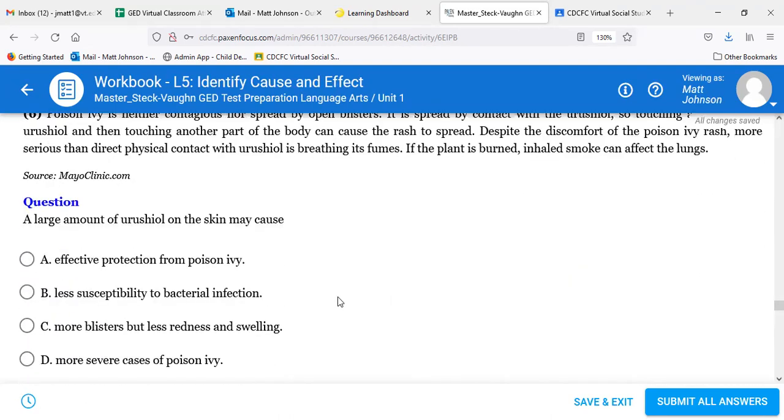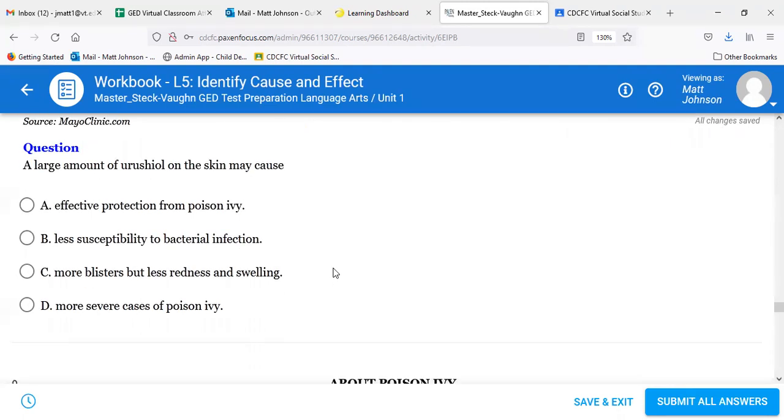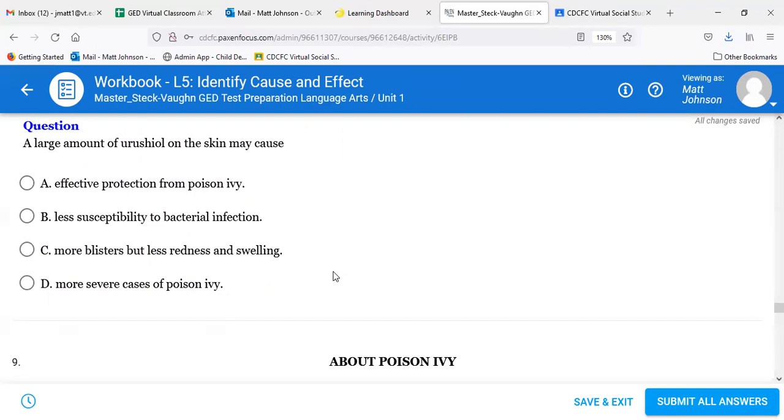All right. And then a large amount of urushiol on the skin may cause A, effective protection from poison ivy, B, less susceptibility to bacterial infection, C, more blisters but less redness, or D, more severe cases of poison ivy. D, D as in dog, right? The more contact you have with it, the worse off you're gonna be. D.